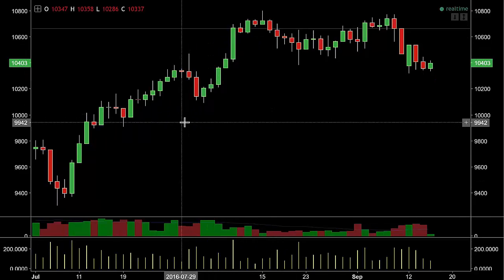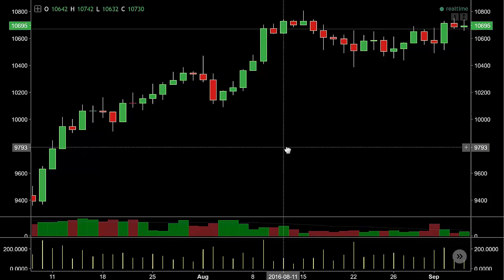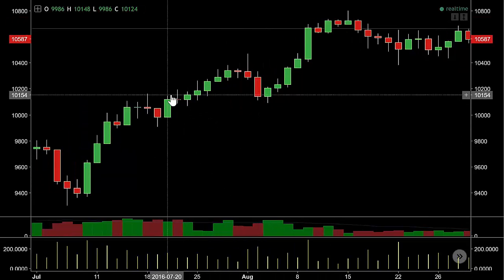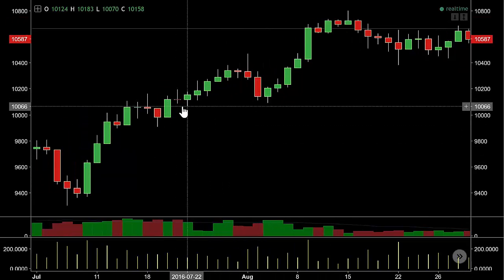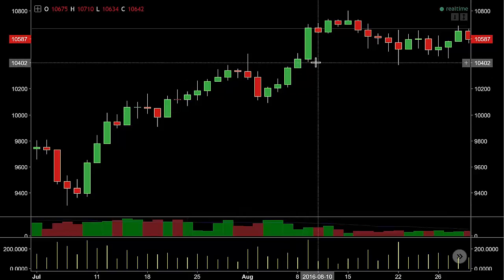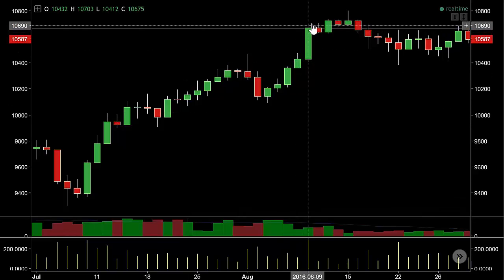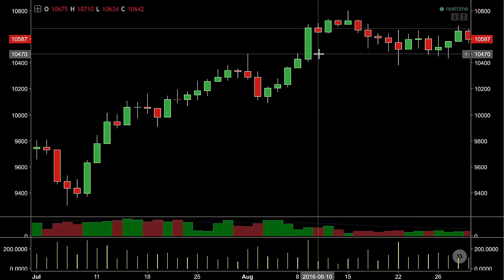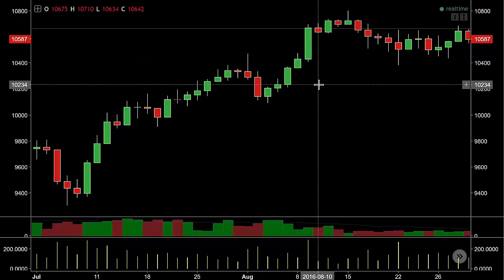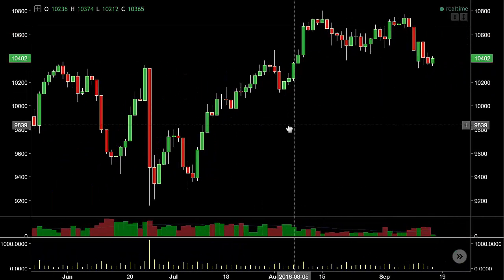You see how we can eyeball that. Look at the difference between this one, where the open and close were identical and it didn't do much, and this one here, where the open was at the low and the close was at the high, with very little wick or tail at all, showing us it was a trend type day. We get a lot of information there.